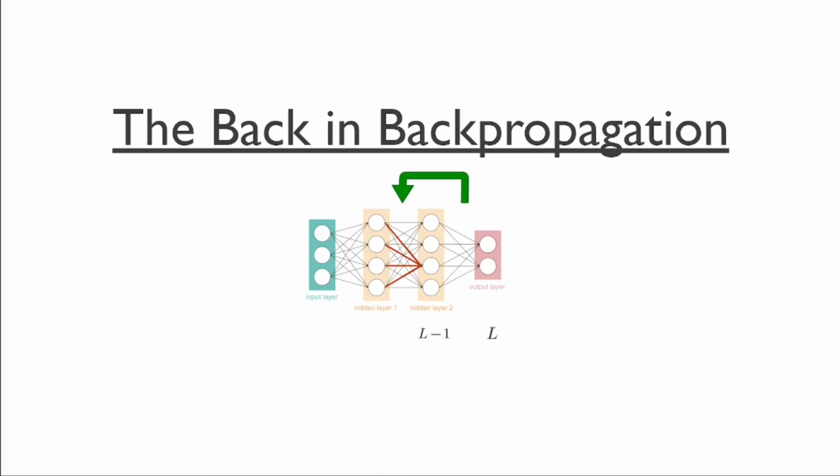Hey guys, in this video we'll take a look at how backpropagation moves backwards through the network to update our learnable parameters. In our previous video we saw how backpropagation uses the chain rule to calculate the derivative of our network's loss with respect to a weight in the output layer. We'll build on the math we did in that video, so if you haven't seen that video you can find a link to it in the description.